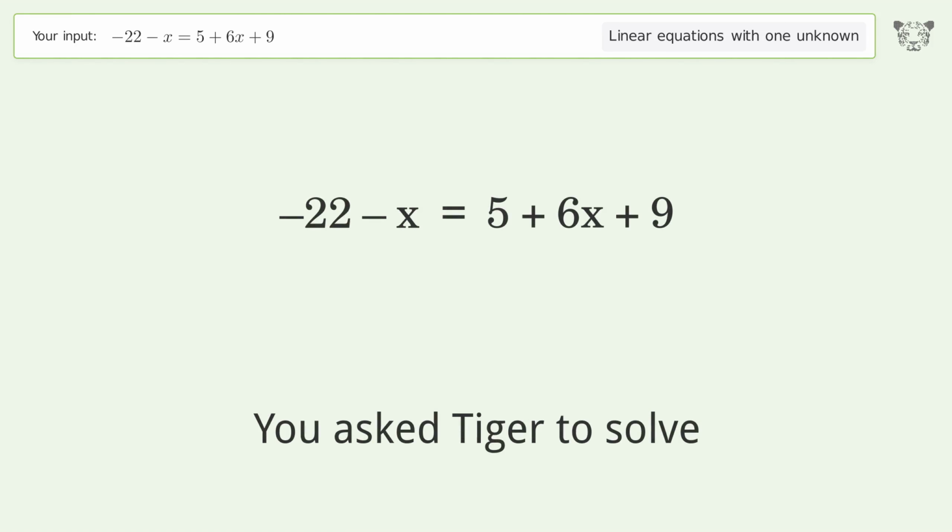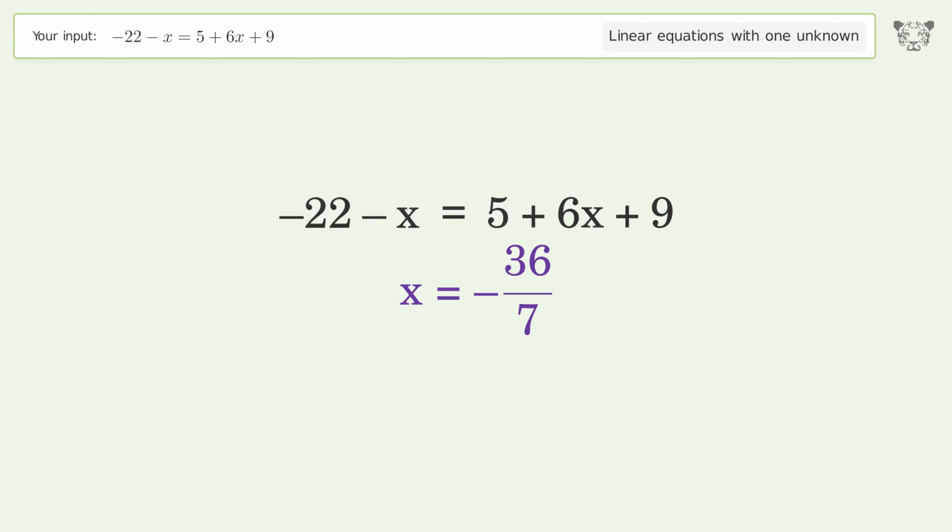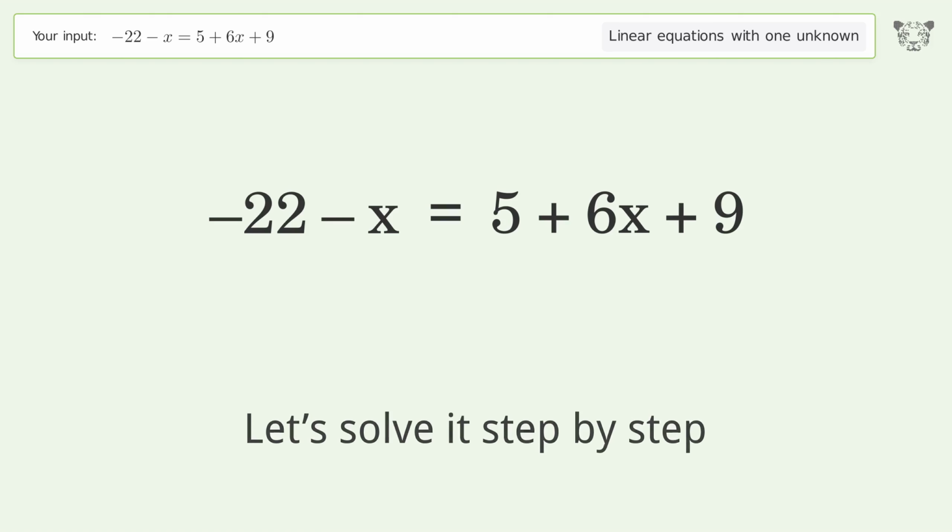You ask Tiger to solve this. This deals with linear equations with one unknown. The final result is x equals negative 36 over 7. Let's solve it step by step.